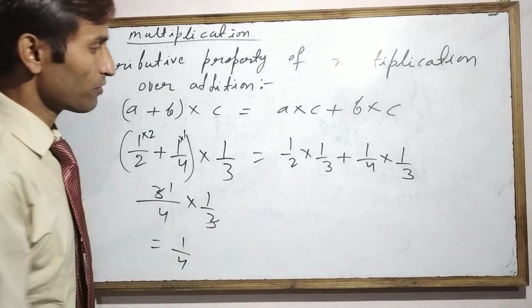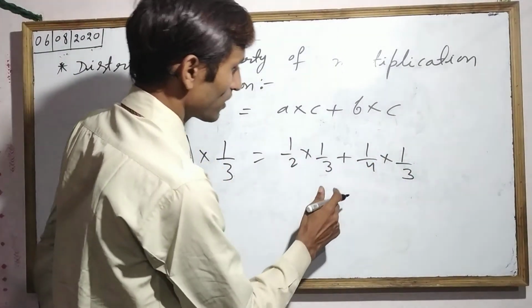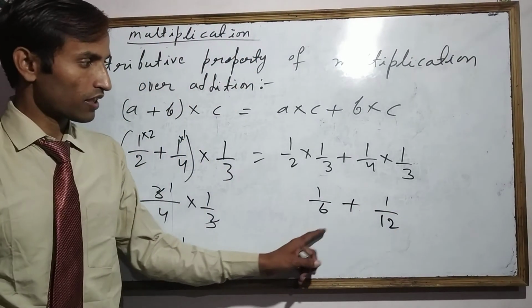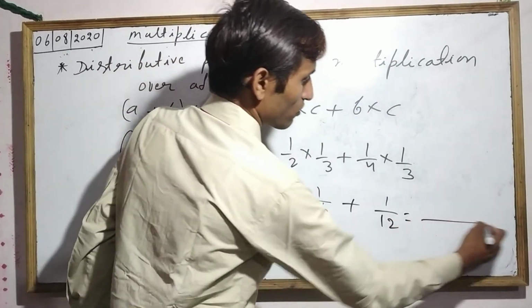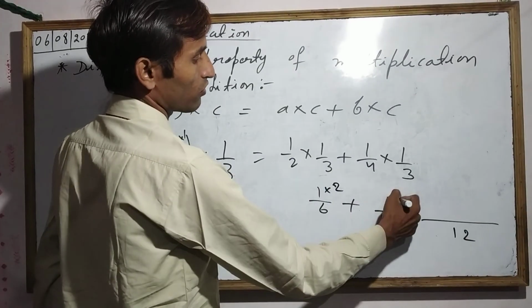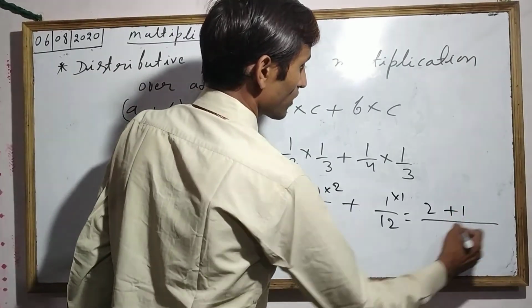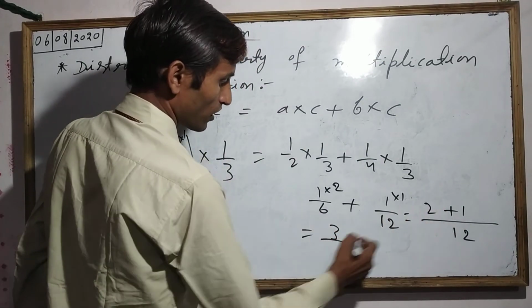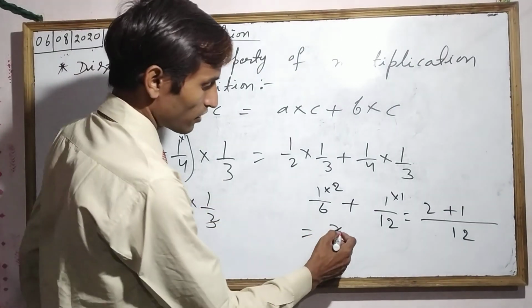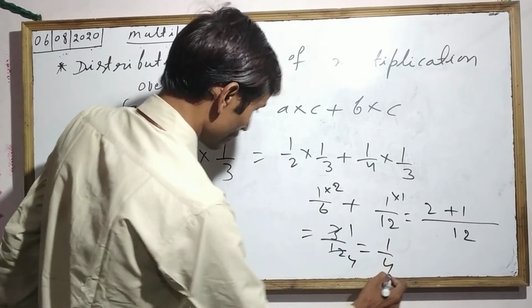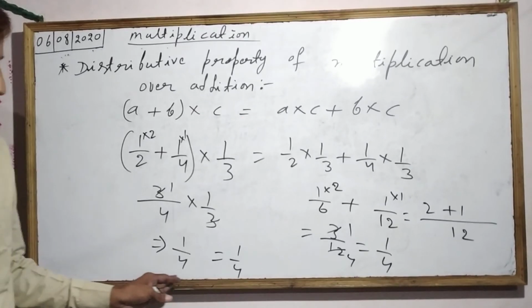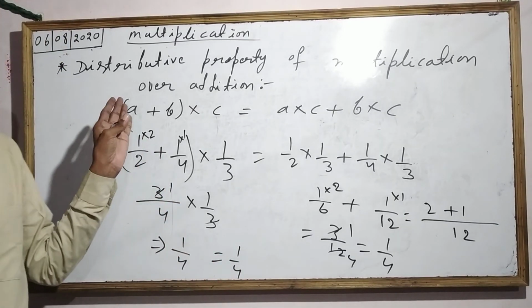Now in the RHS, just simplify. First of all we multiply separately, then we add. So 1 upon 6 and then 1 upon 12. Now we take the LCM of 6 and 12, which is 12. 6 times 2 is 12, so we multiply by 2 here, and 12 times 1 is 12, so we multiply by 1. So 2 plus 1 will come, then 3 upon 12. Now we can cancel out, because 3 times 4 is 12, so 1 upon 4 will come. Both are equal: 1 upon 4 is equal to 1 upon 4. So we can say it follows the distributive property, multiplication over addition.